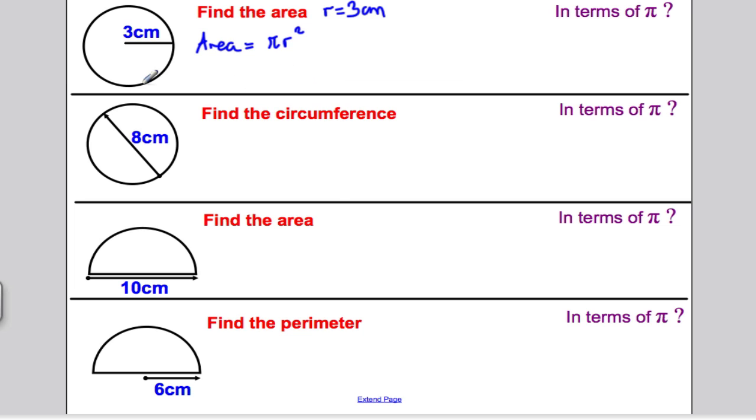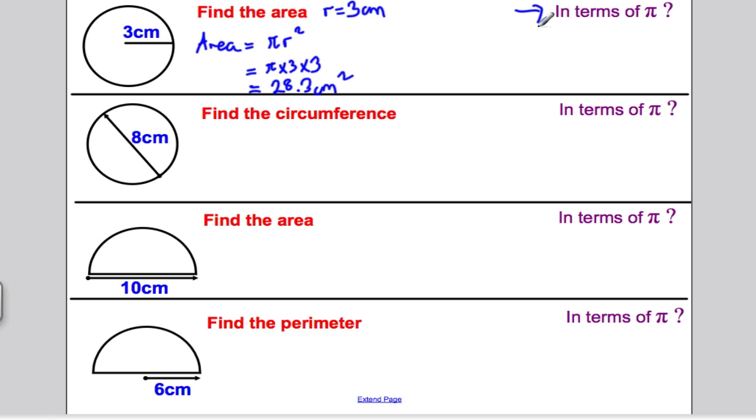So to work out the area of this circle, I do pi times 3 times 3. And I would get, if I would say round to 1 decimal place, 28.3 centimeters squared. Okay, and I'm done. Quite easy.